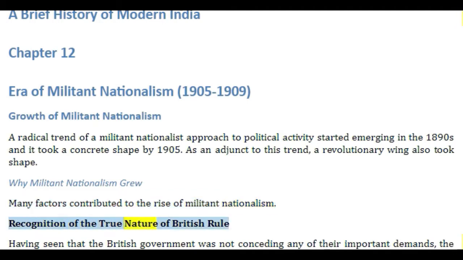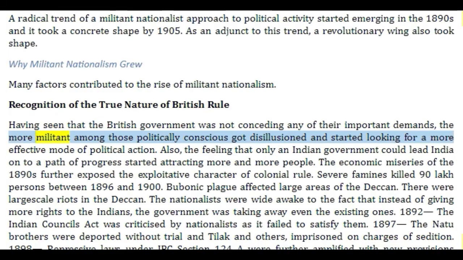Recognition of the true nature of British rule. Having seen that the British government was not conceding any of their important demands, the more militant among those politically conscious got disillusioned and started looking for a more effective mode of political action. Also, the feeling that only an Indian government could lead India onto a path of progress started attracting more and more people. The economic miseries of the 1890s further exposed the exploitative character of colonial rule.